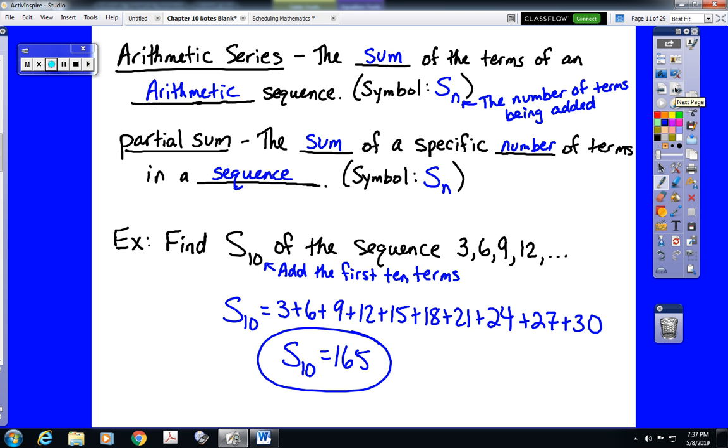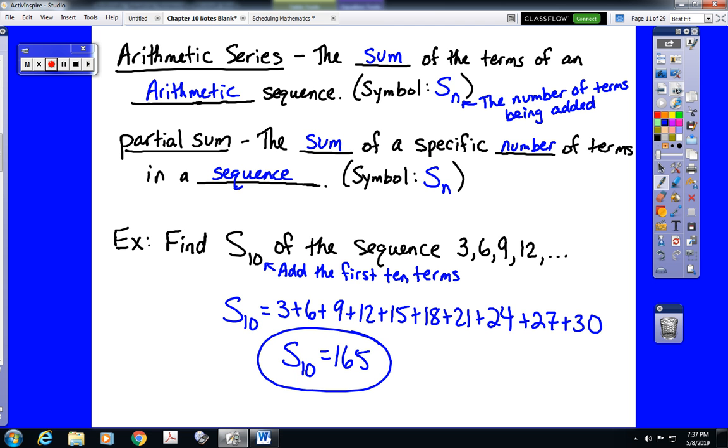Now that's not always going to be that easy. We're sometimes going to have to add up dozens or hundreds of terms. You don't want to have to write all of those out as one big addition problem and then type them in your calculator. So we need some equations that will work every single time.